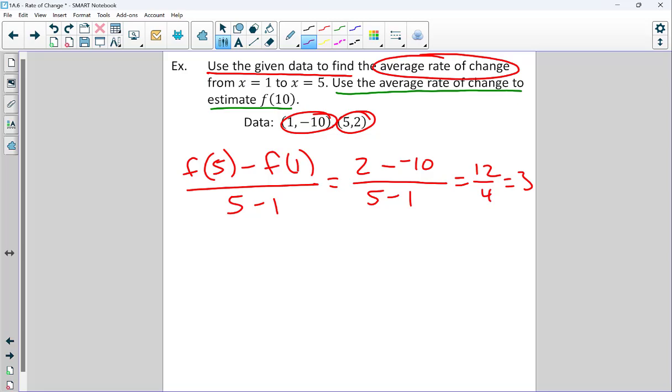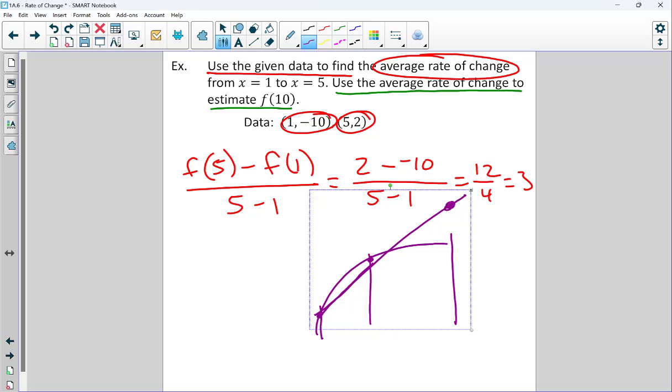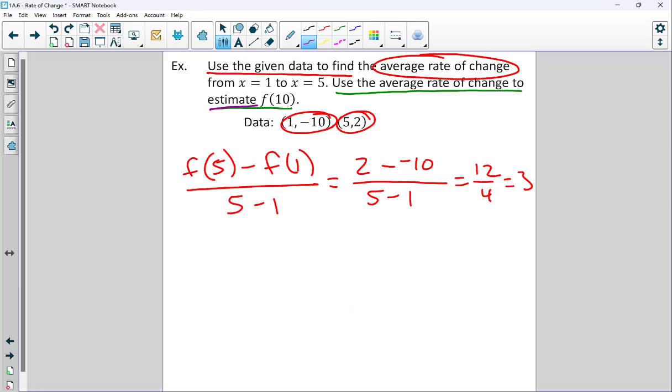In this problem, I don't know what the actual curve looks like, but let's say the curve looks like this, and I pick two points on the curve, and then I create a secant line to connect those two points on the curve. Well, if this is 1, and this is 5, and then 10 is way over here, the average rate of change is a line, and I'm going to use that line to make a prediction about the height of the curve at 10. I'm clearly going to be wrong, but that's okay, it's just an estimate. As long as we know we're estimating something, then it's perfectly fine to make a claim about it. So I have two points, and the average rate of change represents the slope of the line.